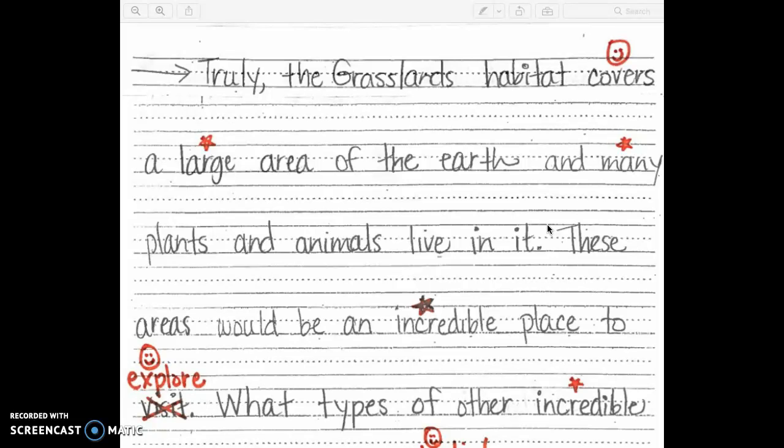My second sentence answers the second question, which is, what do I want readers to think or feel about the habitat? I wrote, these areas would be an incredible place to visit. And part of my revising was to change visit, which is a fairly common verb, to explore, which is a little bit stronger of a verb.